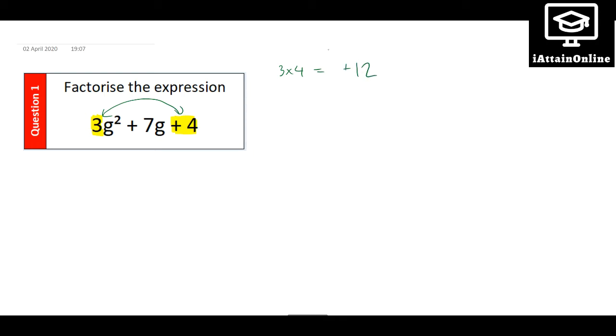So then we're going to find the factors of positive 12. So we could have 1 and 12, 2 and 6, or 3 and 4. Now, as before, we want the ones that sum to positive 7. If I add each of these numbers together, 1 and 12 is 13, 2 and 6 is 8, 3 and 4 is 7. So that tells me the ones I'm going to be interested in are these two here.